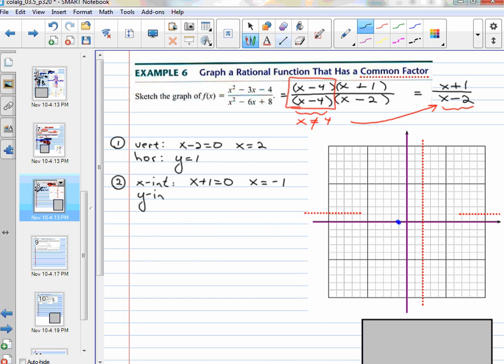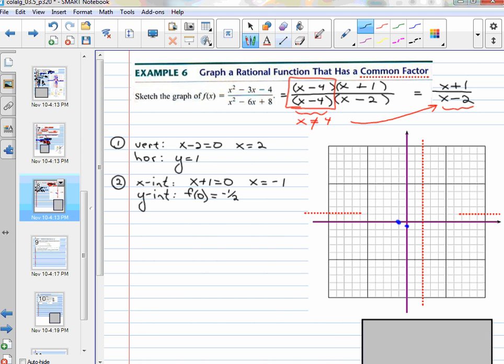Y-intercept, what do we do? Substitute a 0 in for x. So that would be 1 divided by negative 2, negative 1/2. We've seen that before.